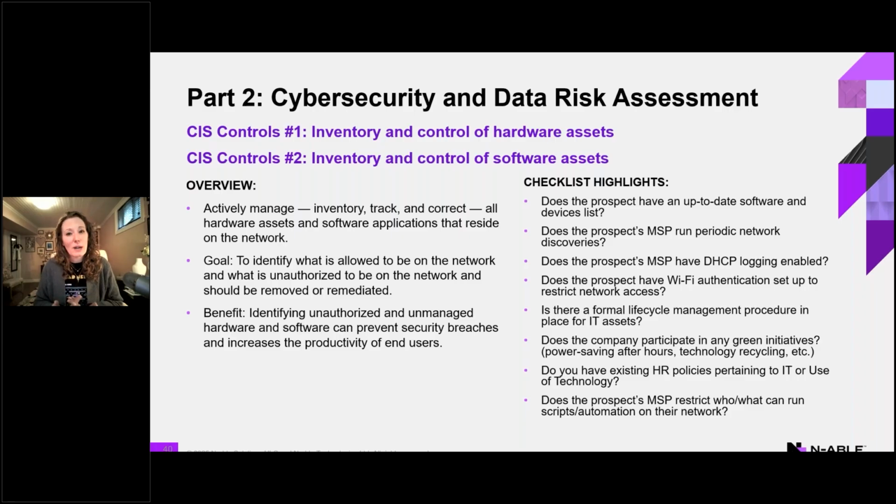all the hardware and the software assets that are in the prospect's location. It makes sense, right? If you haven't already got this information from the business assessment process in part 1, you're going to need to get it here in part 2. And these two pieces are absolutely critical, because you have to have an understanding of all the hardware and all the software that has to be monitored, managed, and secured within the prospect's environment, so that you can then readily identify those unauthorized or unmanaged devices or software applications that either need to be removed, or you need to figure out a way to make them managed and authorize them.